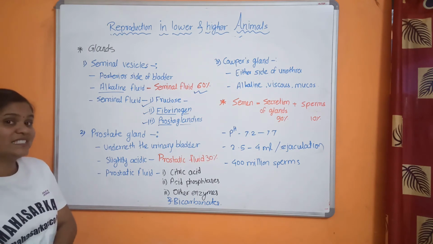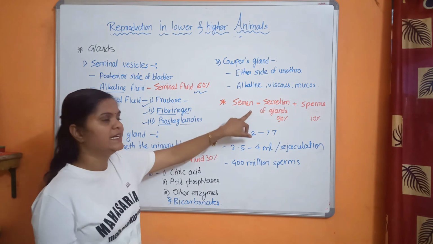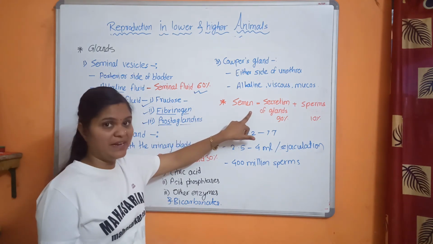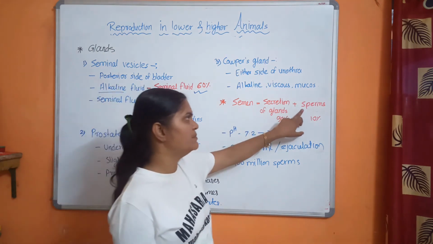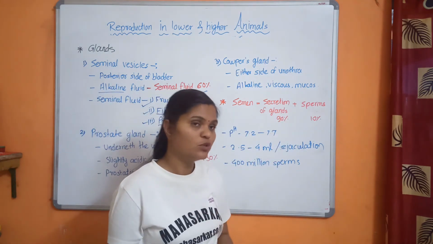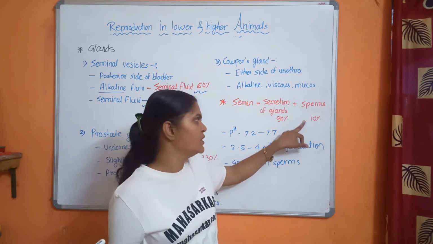Now what is semen? Semen is nothing but the secretion of glands, also called seminal plasma. How much is it? 90%. And sperms are also present in it, and those sperms come from the epididymis.